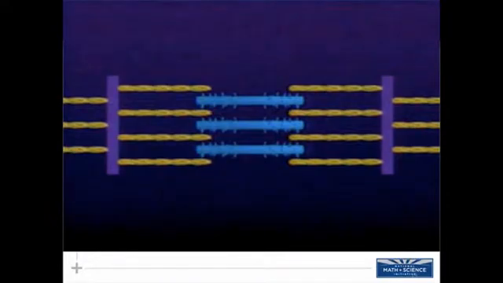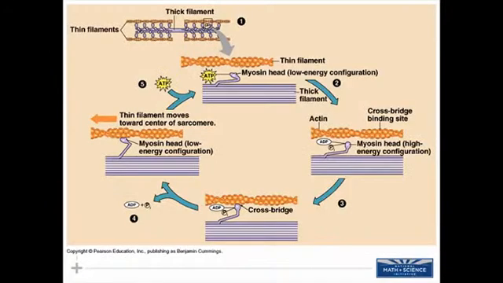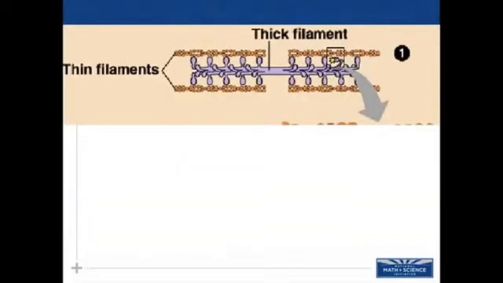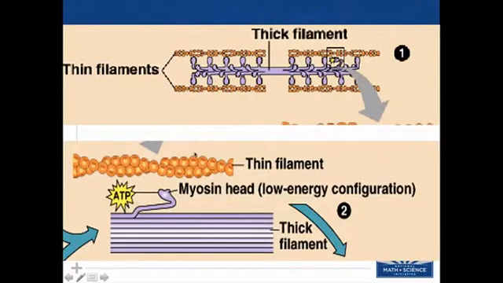So that's a lot of information to take in at once. So let's break it down into steps. We can put this action into 5 steps, and we'll look at them one at a time. In the first step, let me just remind you that there are thin and thick filaments present in a particular sarcomere. So there are thin filaments, or the actin filaments, and then there are the thick filaments that have the myosin heads on them.